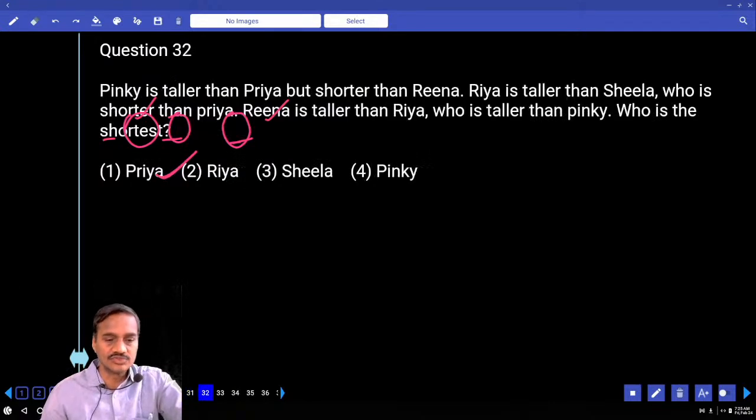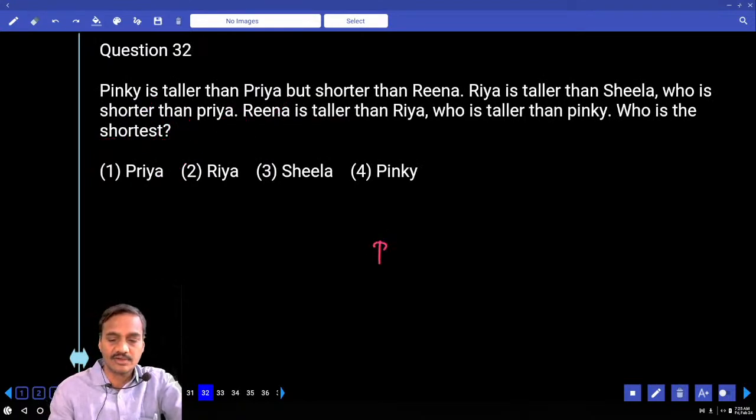Then coming to 32. Now Pinky is taller than Priya but shorter than Reena. Now this Pinky is taller than whom?